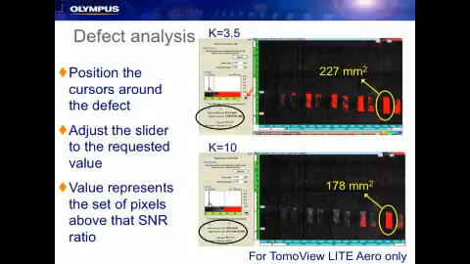You can do more detailed defect analysis. You can position the cursors around a defect like this one here, and you can adjust your slider to the requested value of the amplitude that you want, and then you will get a reading back of the number of pixels above that signal-to-noise ratio. Again, this is for aero only, but you can see an example down here at the bottom. Depending on where you position your slider, you come up with rather different values. So this is an adjustable technique and very good for analysis.